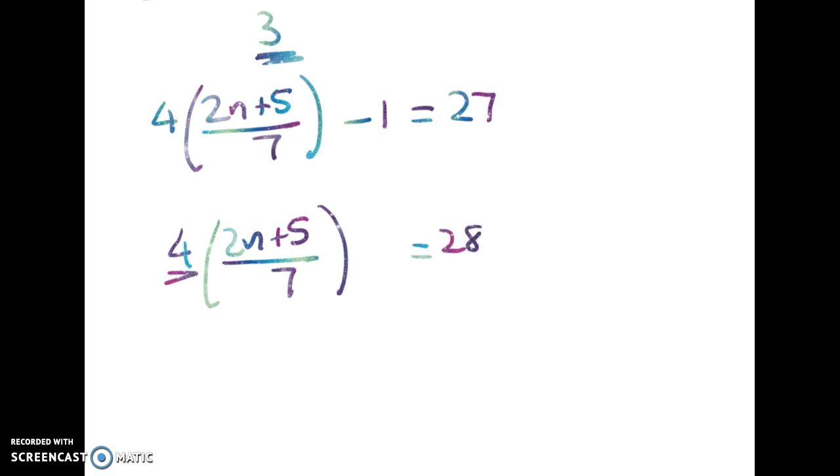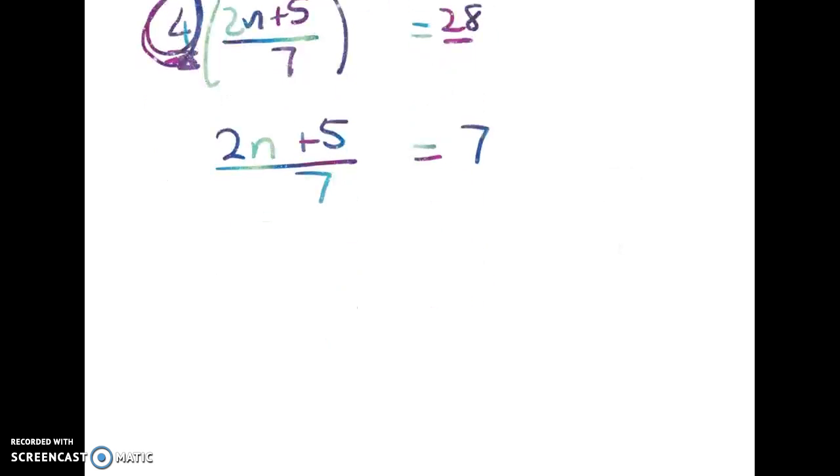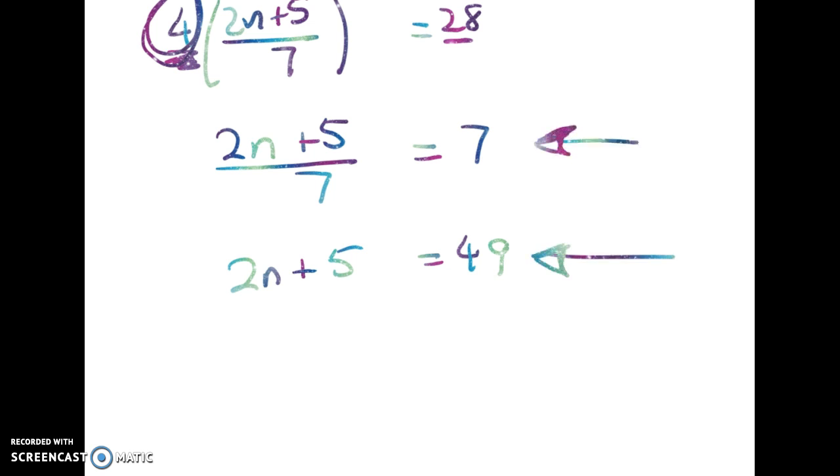Now I'm going to divide through both sides by 4, remembering that I could expand out, but here it's easier to divide through because 4 is a factor of 28. So that gives me 2n plus 5 over 7 is equal to 7. Multiplying by 7 gives me 2n plus 5 is 49. We're just about there, and you can see that it's getting easier and easier. So this is like a 3-step equation. This is back to a baby 2-step equation. 2n is equal to 44. And lastly, I'll divide by 2, and I get n equals 22.